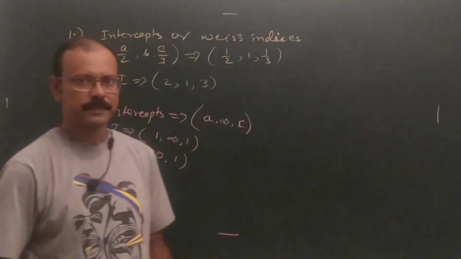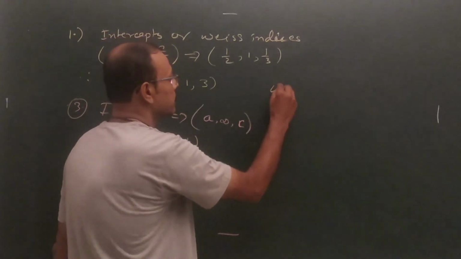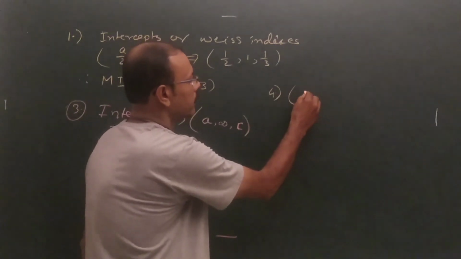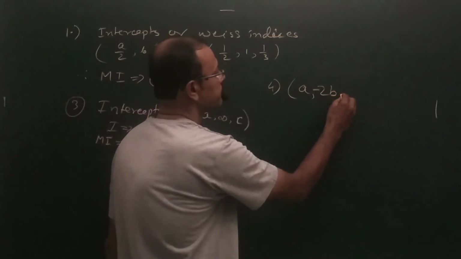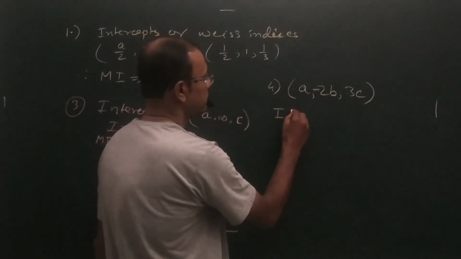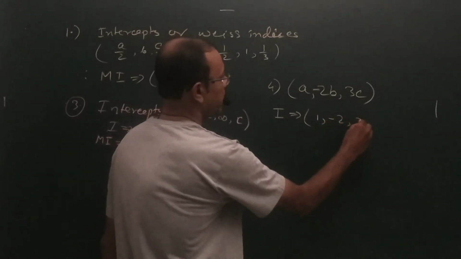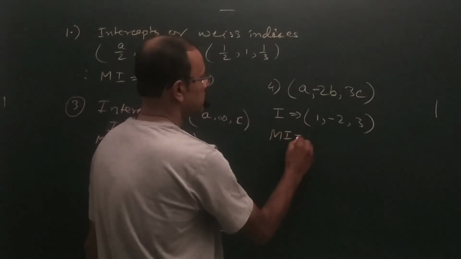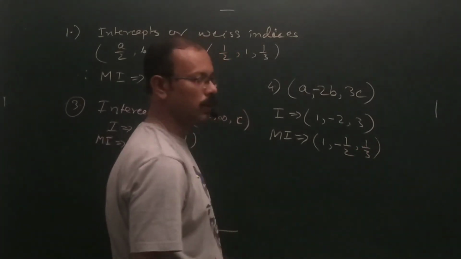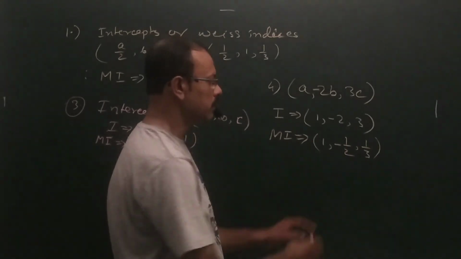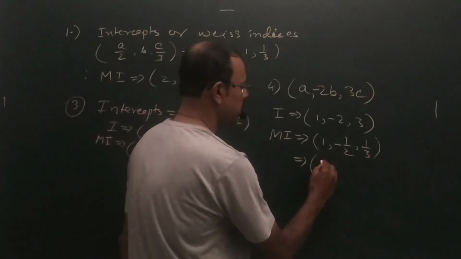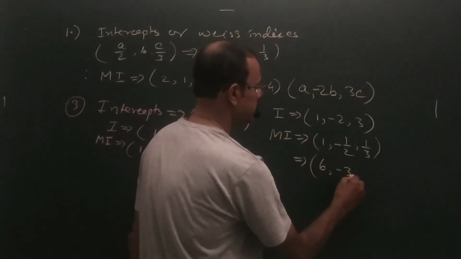Now the next case, number 4. Suppose I have been provided with a plane, say a, minus 2b and 3c. Therefore, the Weiss indices or integers will be 1, minus 2 and 3. So, the Miller indices will be 1, minus 1/2 and 1/3. But we know that Miller indices cannot be fraction, so I will multiply all of them with the LCM 6. So we'll have the Miller indices as 6, minus 3 and 2.